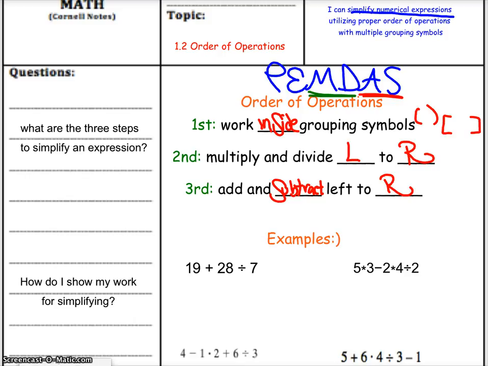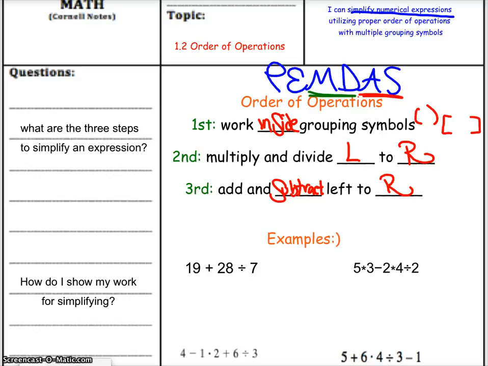So grouping symbols. Grouping symbols is part of the P. Grouping symbols, multiply and divide, add, subtract. Notice I kind of skipped over the exponents. That's more of an 8th grade standard. We're not going to see a lot of exponents as 7th graders, okay?